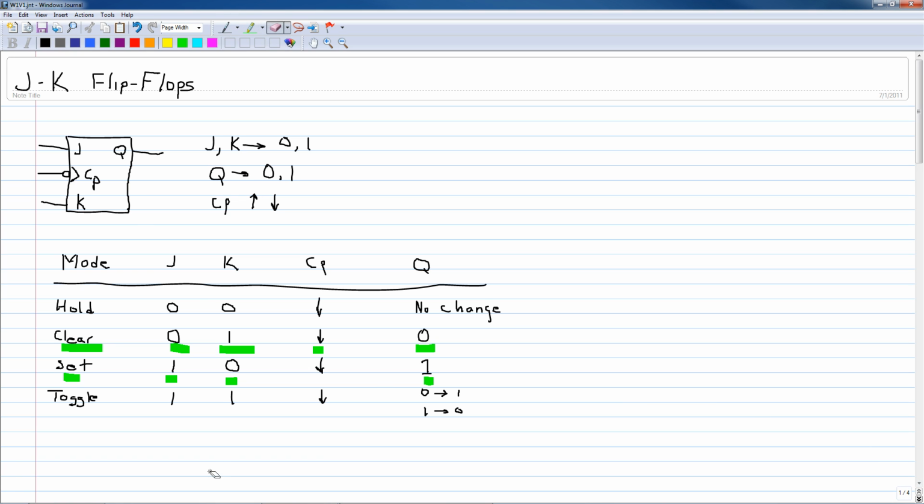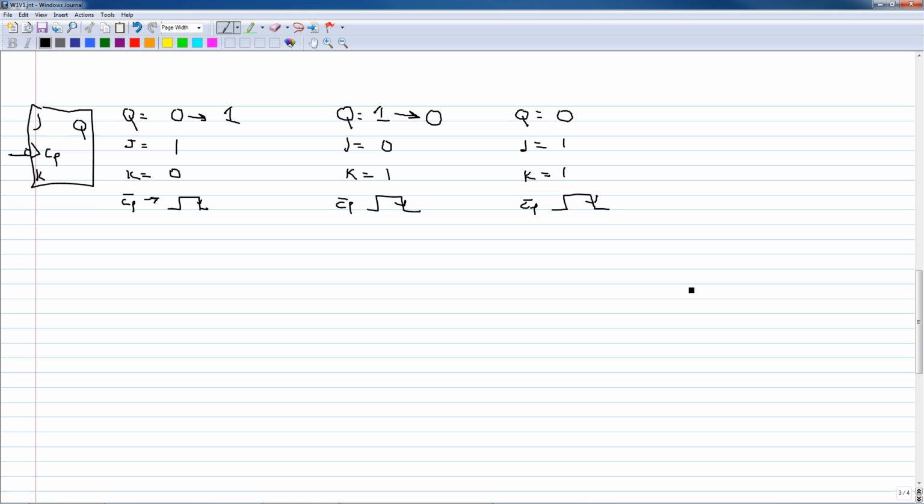So we've got J equal to 1 and K equal to 1. That's our toggle state. So we get the active transition. Now what happens to Q? Well, if it's a 0, it goes to a 1. If it's a 1, it goes to a 0. Let's go back to our example. Here we got J equal to 1, K equal to 1, and we get the proper active clock pulse. Since Q was a 0, it's got to toggle, so it would toggle from 0 to a 1.